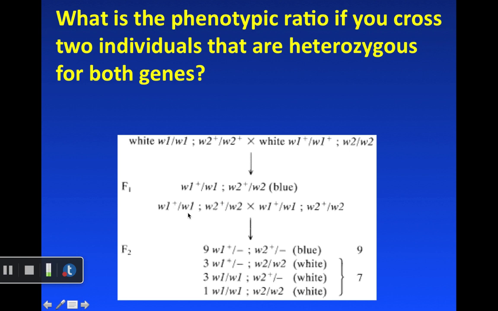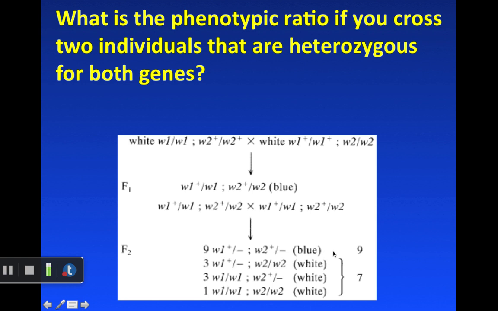So the plus indicates the dominant, and the lack of plus indicates the recessive version. We get our 9:3:3:1 genotypic ratio, as we typically would expect for a dihybrid cross between two heterozygotes. But if you look at the phenotypes, we come up with a 9-to-7 ratio, so 9 blue to 7 white.